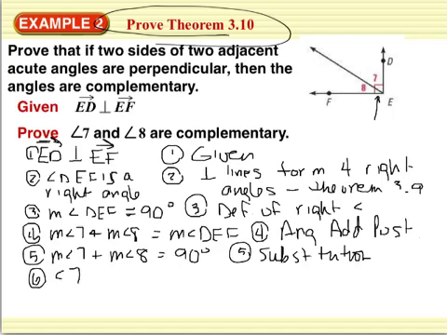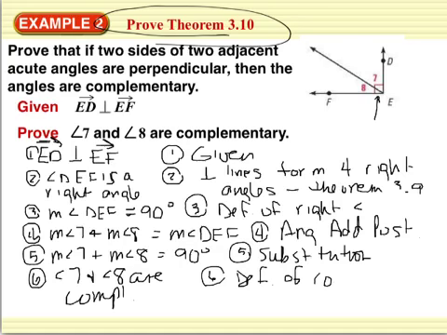Therefore, angle 7 and angle 8 are complementary. Definition of complementary angles. Lots of steps, but not necessarily difficult.